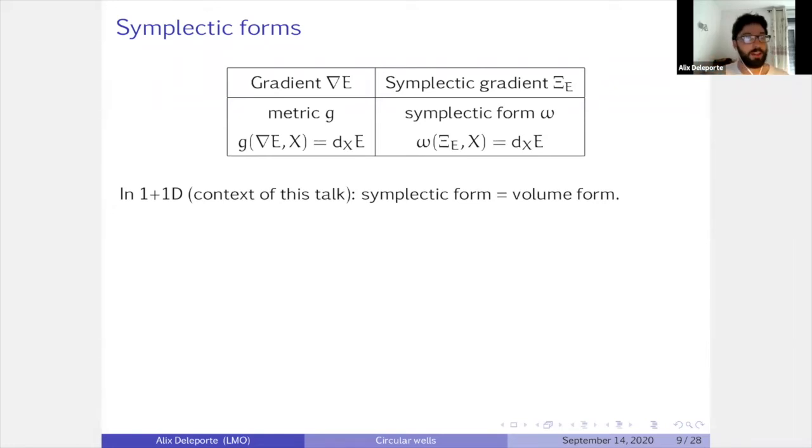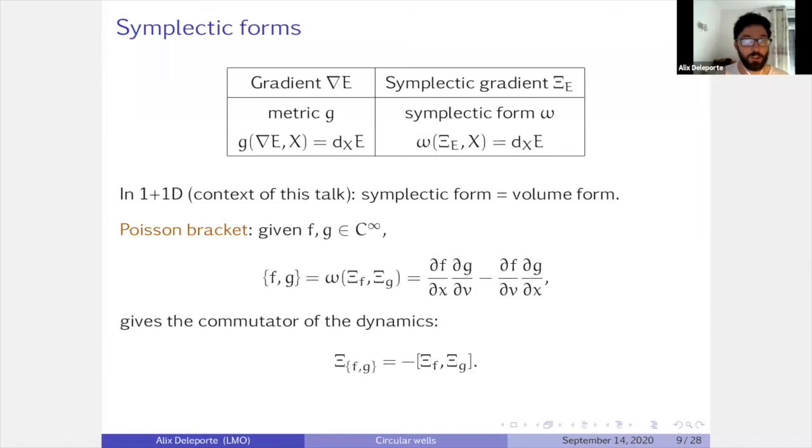Here we're in dimension 1 plus 1, because there's one dimension for x and one dimension for v. And here the symplectic form is simply the volume form. So omega is simply the determinant of the matrix with the two vectors. And another gadget which will be useful, and which is associated with the symplectic form, is the Poisson bracket.